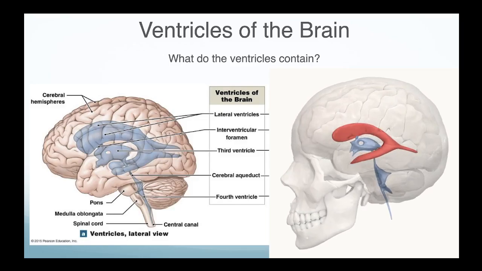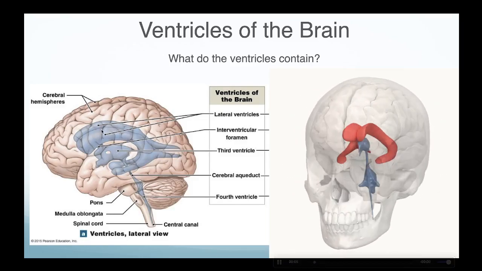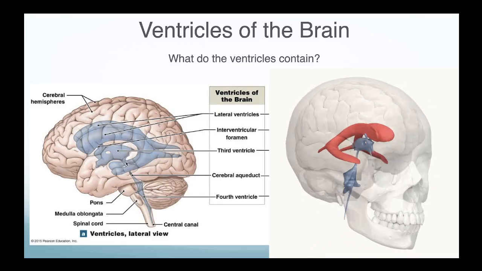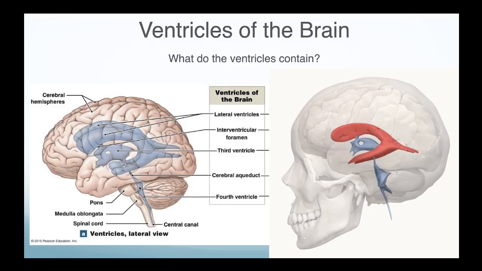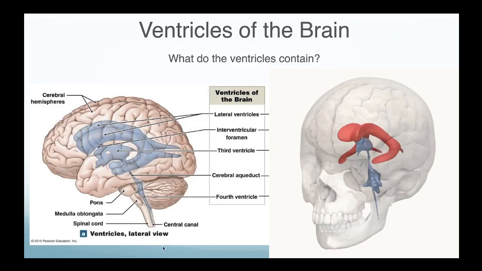Then there's the 3rd and 4th ventricle. The 3rd ventricle is going to be the region directly below the lateral ventricles. And then the 3rd ventricle continues on into the cerebral aqueduct, the 4th ventricle, and then down into the central canal in your spinal cord.